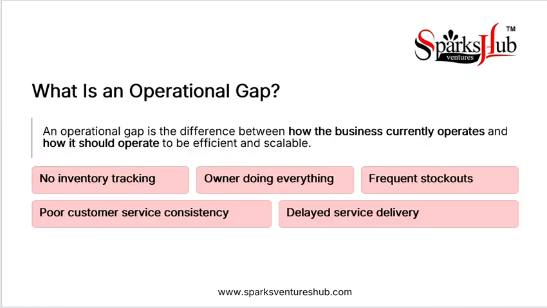With this, we now want to understand what is an operational gap. An operational gap is the difference between how the business currently operates and how it should operate to be efficient and scalable. So examples that we know include no inventory tracking, the owner is doing everything, frequent stockouts, poor customer service consistency, and delayed service delivery.